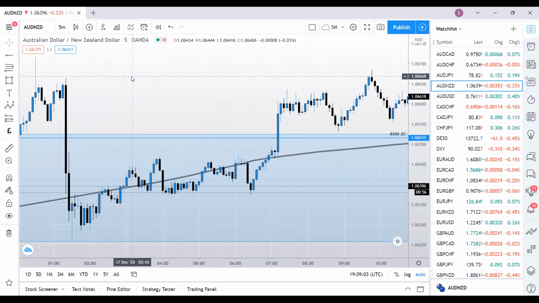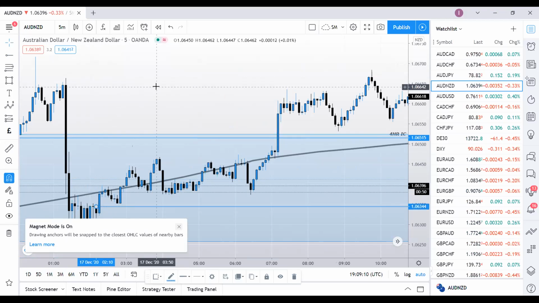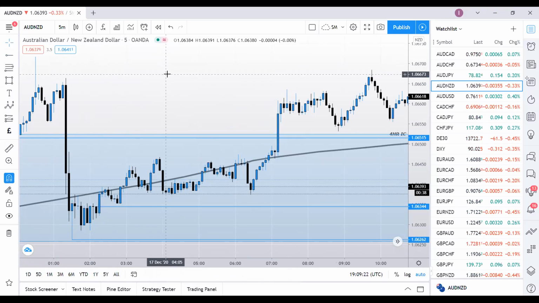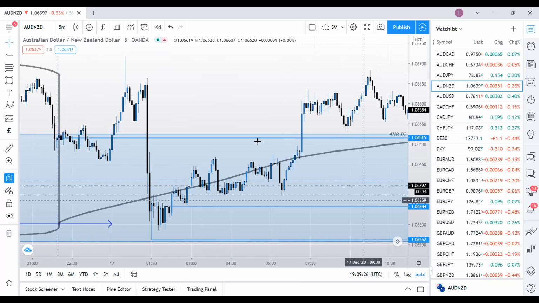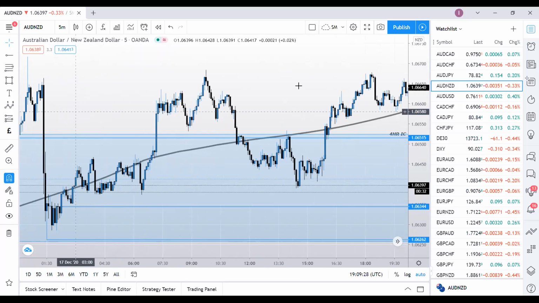Let me get that. So that price there, that will be my entry point. And my stop loss will be just where the higher low finished. Yeah. Okay. Now the next steps.